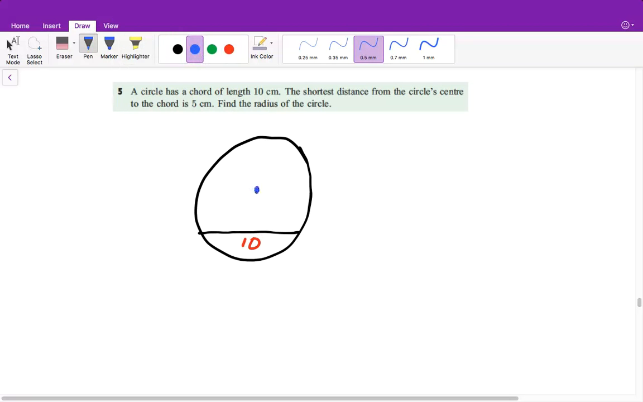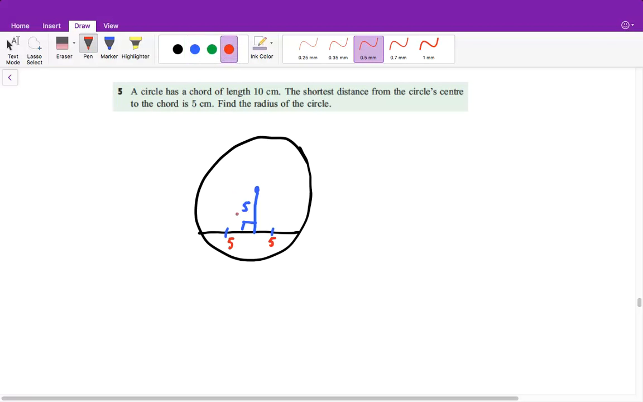So here's my circle center. So this is the shortest distance. It's that line that's perpendicular. So when it's perpendicular, we know it's a perpendicular bisector. So that means it's cutting this in half. So this 10 is going to be cut into 2 equal parts of 5 and 5, because from our circle center, we can draw a perpendicular bisector through any chord, right? And then this distance here is 5.